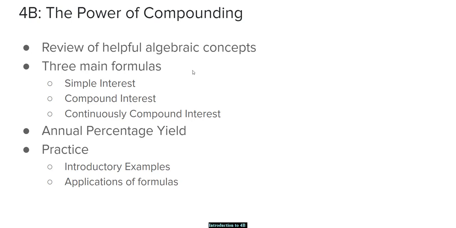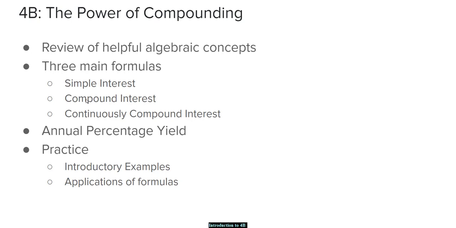In section 4b particularly, we will look at three main formulas for interest. So the first will be simple interest. Be sure to only use this formula when you see the word simple in word problems. We will then talk about compound interest. This is a very important formula, probably something you might have seen in a previous algebra class.